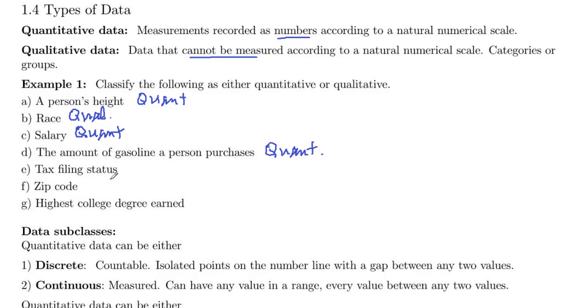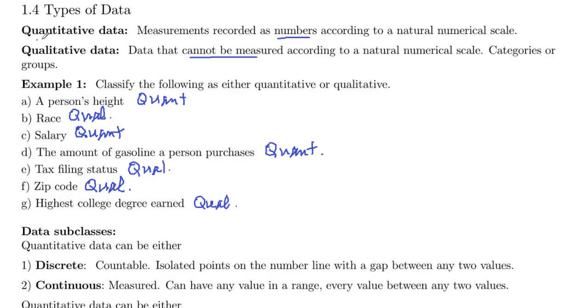Tax filing status, so that would be like single, divorced, married, etc. That's not numerical data, so that's qualitative. Zip code, those are numbers, but the numbers represent geographic areas. So they're really categories. So this is actually qualitative data. Area codes for your telephone are like that too. Highest college degree earned, that's not a number. If I said highest grade level earned in grade school, that would be numerical, but this is going to be qualitative data, categories.